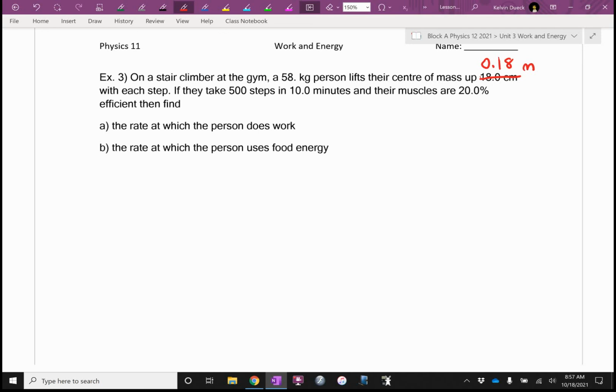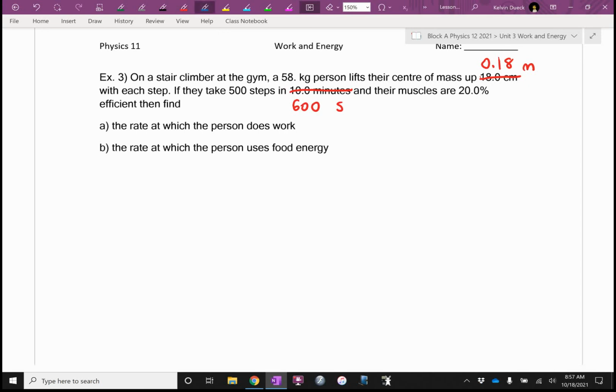Okay. If they take 500 steps in 10 minutes, nice try. 10 minutes, how many seconds, please, in your head? 60 seconds in 1 minute, 600 seconds in 10 minutes, times by 60. And their muscles are 20% efficient.